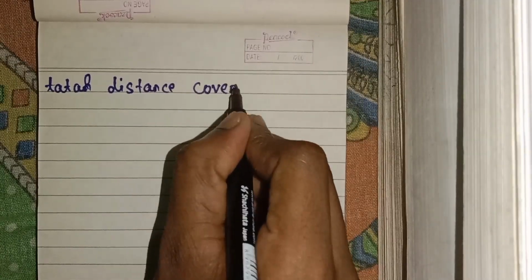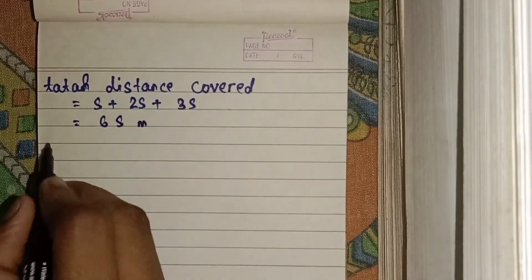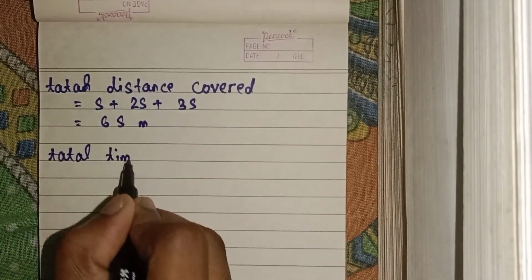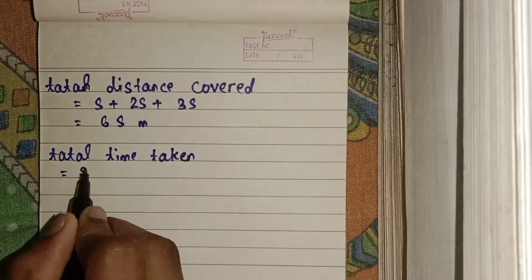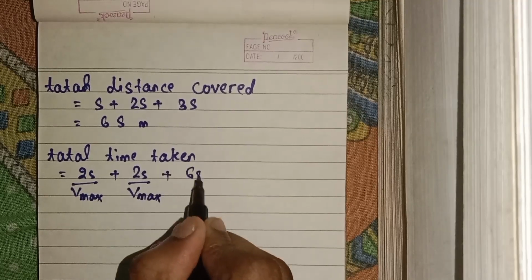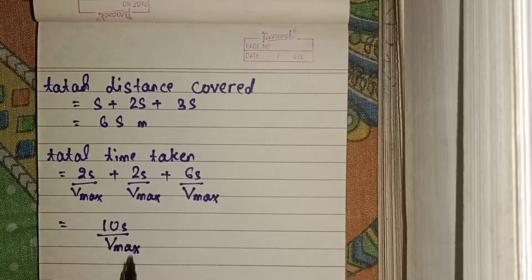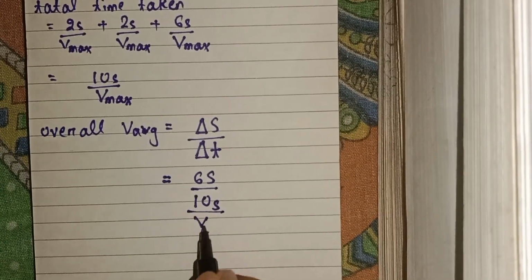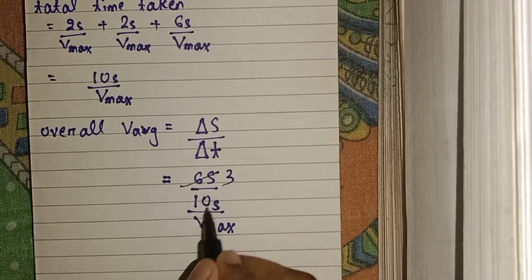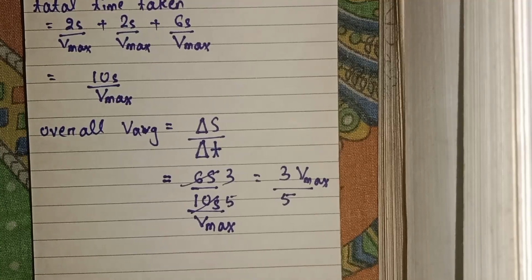The total distance covered by the particle is equal to s plus 2s plus 3s, which is equal to 6s meter. Then the total time taken to cover the three distances is equal to 2s by v max plus 2s by v max plus 6s by v max, which is equal to 10s by v max. Then the overall average velocity which we needed is equal to delta s by delta t, means total distance covered by total time taken.